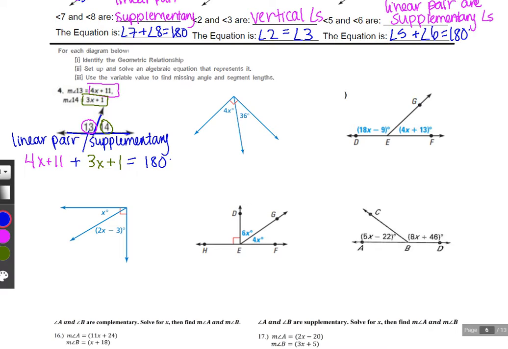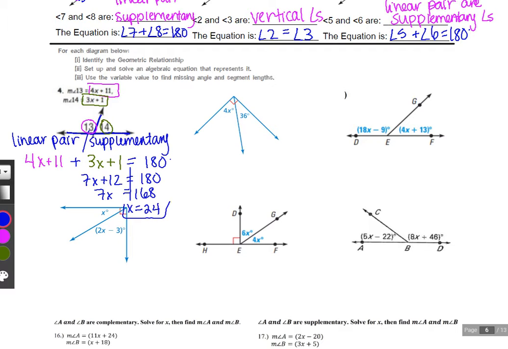Alright, so solving that out, combine like terms, so I have 7x plus 12, which is 180. Move 12 over to the other side. That should give you 168. And then divide by 7 on both sides. X should equal 24.